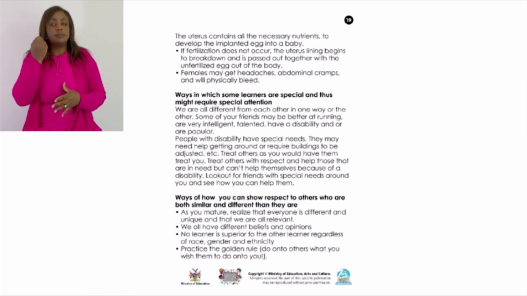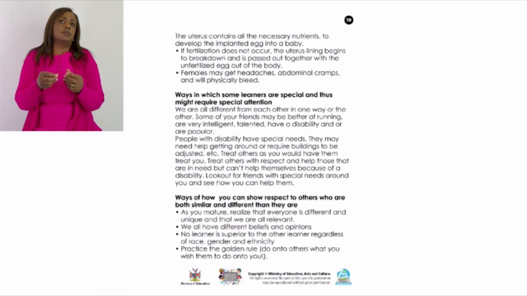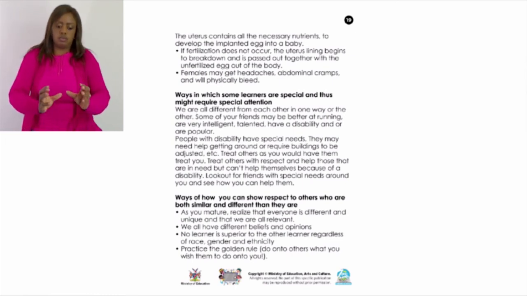Let us look at ways in which some learners are special and thus might require special attention. As we all know, we are all different from each other in one way or the other. Some of your friends may be better at running, or are very intelligent, talented, have a disability, or are popular. People with disability have special needs. They may need help getting around or require buildings to be adjusted.